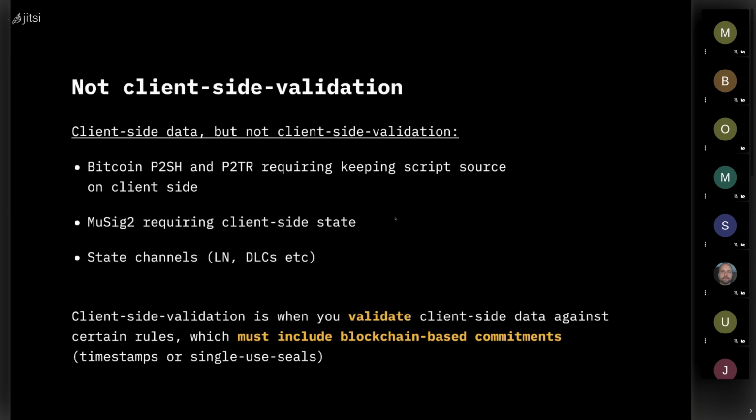So what is client-side validation? Client-side validation is when you validate some client-side data against certain rules. And these rules must include blockchain-based commitments, like timestamps or single-use seals. If you are not using timestamps or single-use seals, and you just have client-side data which are not validated against the blockchain, it is not client-side validation. It's just client-side data. So it's quite important to differentiate these two things.